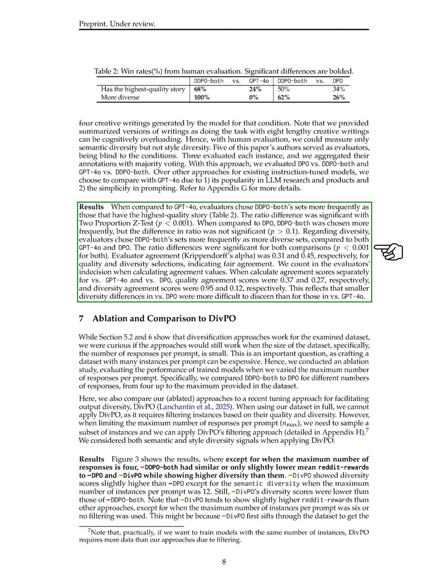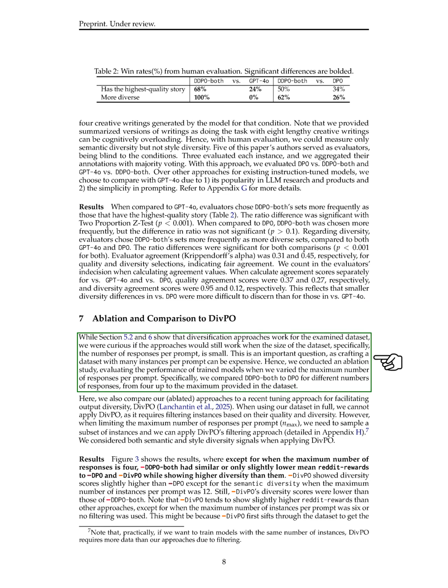In our results, evaluators frequently selected the sets from DDPO both as having the highest quality stories compared to GPT-4o, with a significant difference in ratios. When comparing DDPO both to DPO, it was chosen more often, but the difference was not significant. For diversity, DDPO both sets were also chosen more often as more diverse compared to both GPT-4o and DPO, with significant differences in both cases. Evaluator agreement was fair, with scores indicating that quality agreement was moderate, while diversity agreement varied significantly between the 2 comparisons.